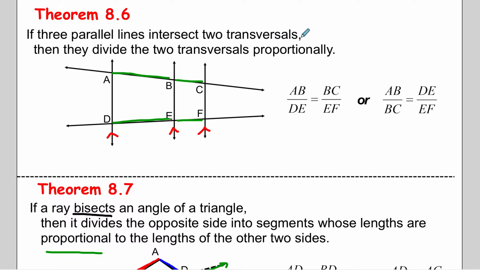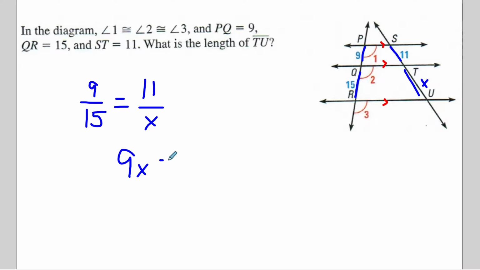But you can see we're looking for this length TU, so I'm going to plug in an x for that length TU. One way I can use this theorem is just to compare this side to this side and that proportion of this side to this side. So the proportion of this side to this side is just going to be 9 over 15. And that's going to be proportional to 11 over x. And then I have to cross multiply and solve, or divide by both denominators and solve.